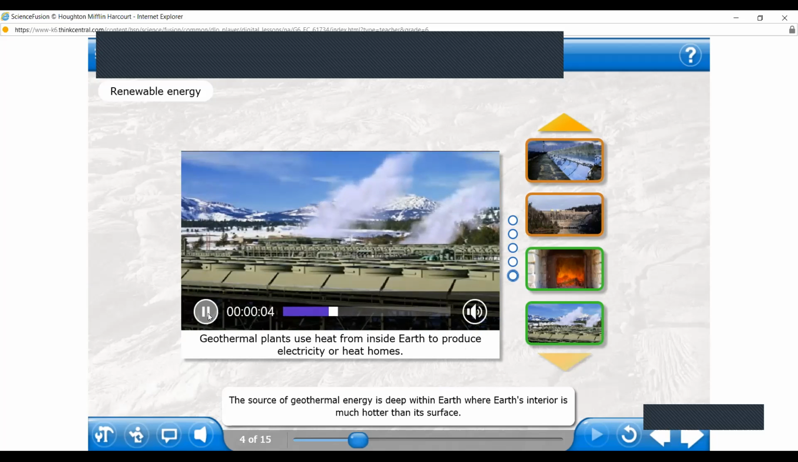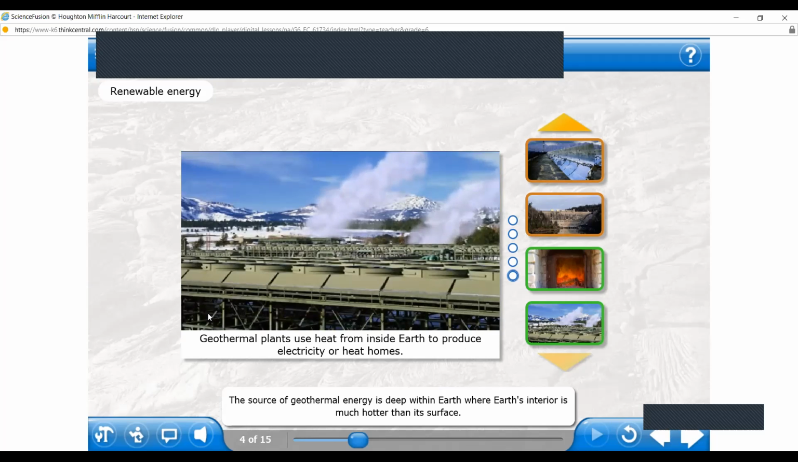The source of geothermal energy is deep within Earth, where Earth's interior is much hotter than its surface. You know the layers of Earth, the inner core, the outer core, the mantle and crust. You have been learning from grade 4. So the inner and the outer core are very hot. So even that they take as a source of energy to produce electricity.